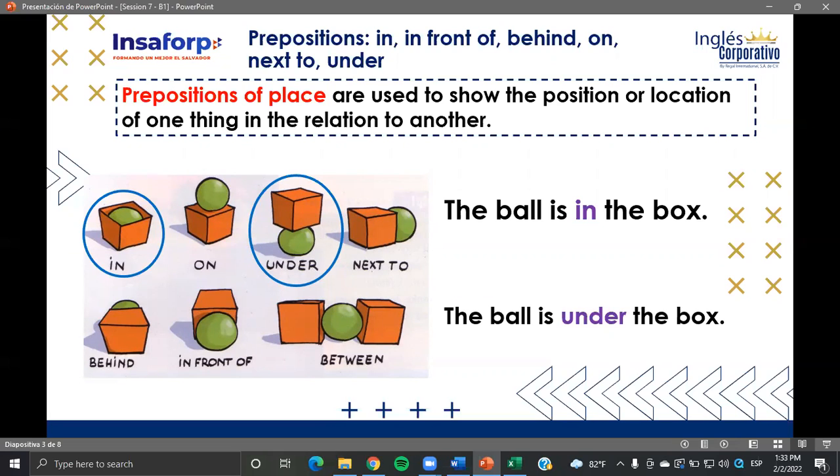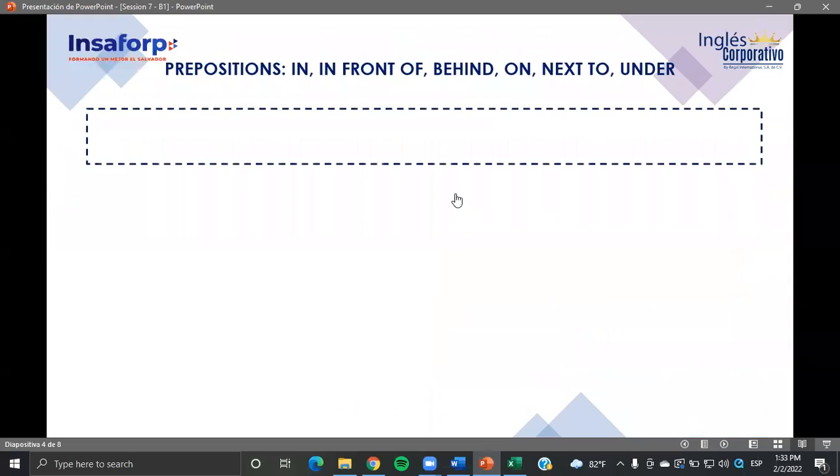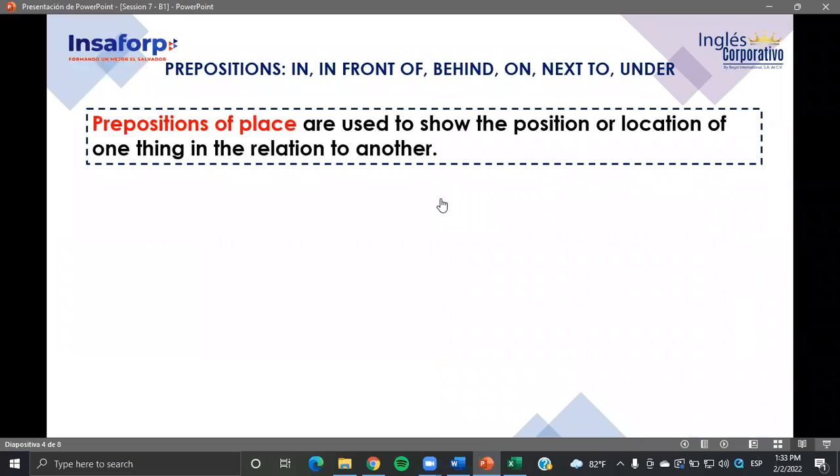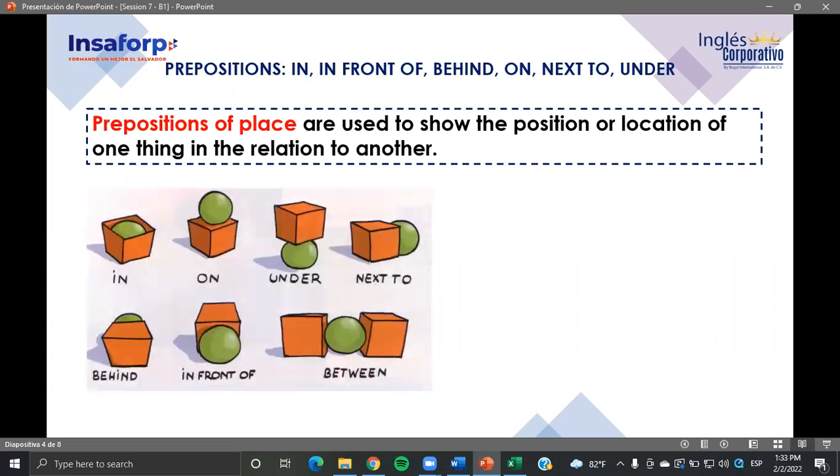No, all clear. Okay. Awesome. Okay, let me give you more ideas. Remember, prepositions are used to show position or location of one thing in relation to another, right? In other words, we have two objects. They can be people, etc. It depends. Let me give you other scenarios.